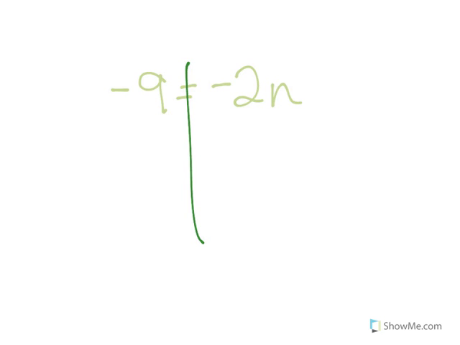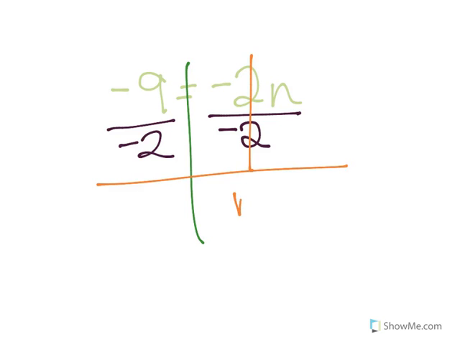Now, because that's a negative 2 being multiplied, I'm going to divide by a negative 2. Because otherwise, I'd end up with a negative n, and I want a positive n. Now, n can have a negative value, but I want a positive n that I'm solving for. So that cancels out, and I'm left with n equals negative 9 divided by negative 2. Okay, that's going to be a positive, right?